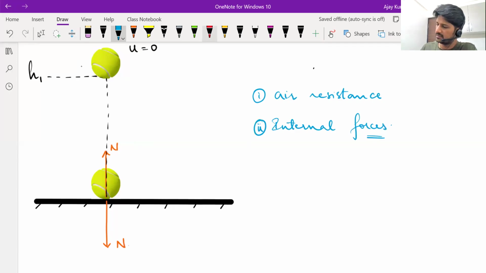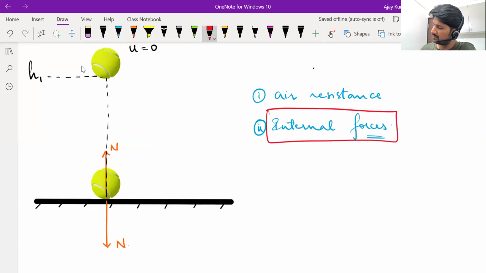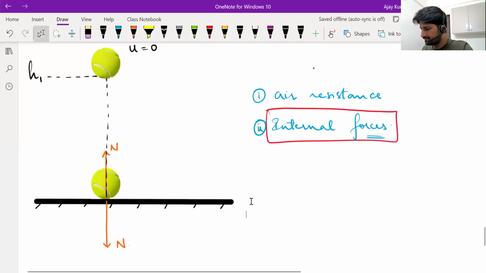Okay, let us discuss this point in detail first. Can internal forces remove the energy from a system? Can internal forces do work on a system? Let us check.